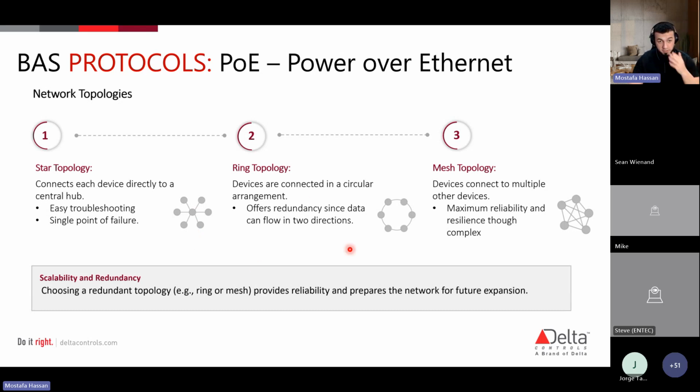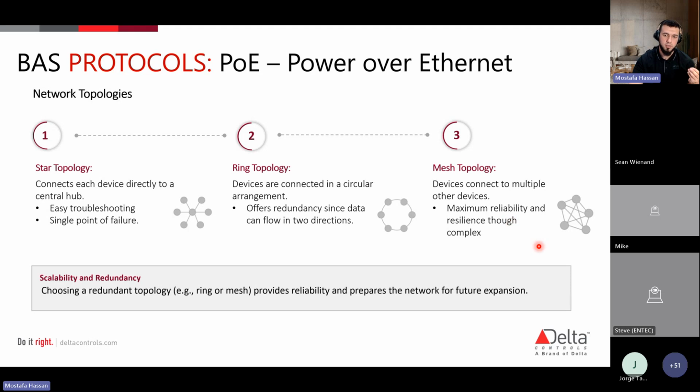The ring topology is a different way of wiring. All the devices are connected in a circular arrangement, and that offers redundancy, since data can flow in two directions, this way and that way. Although it enhances fault tolerance, any break in the ring is going to reduce the network performance. One device goes offline, it's not really the most efficient way.